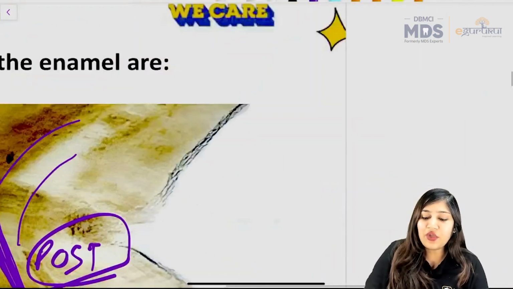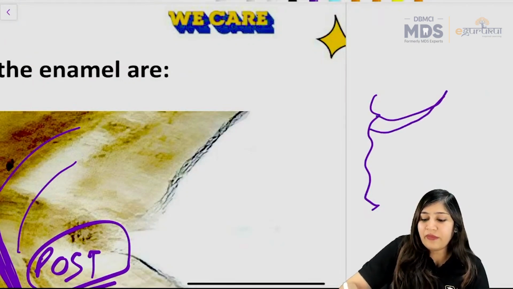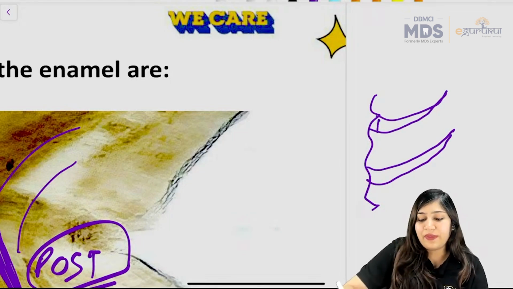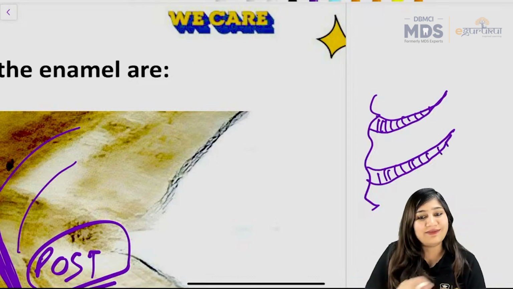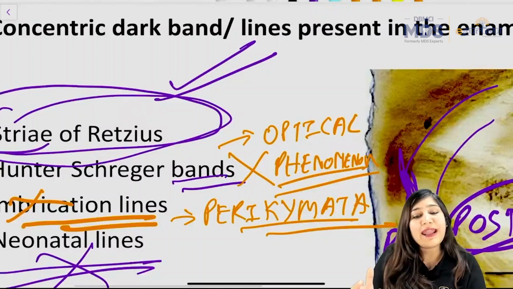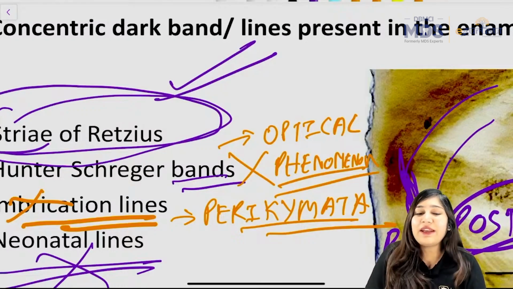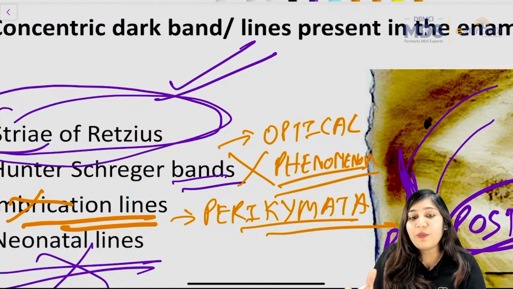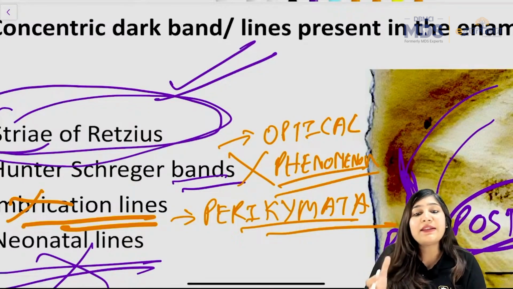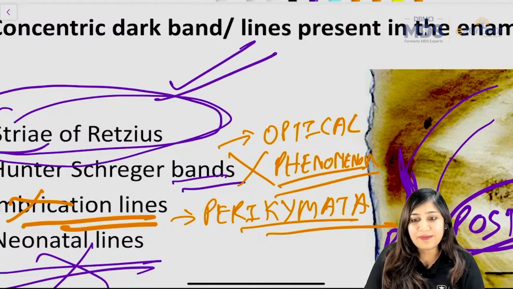And Hunter-Schreger bands usually appear as dark and light bands because of change in direction of enamel rods. And perikymata, the imbrication lines of Pickerill. Imbrication lines of Pickerill is another name given to perikymata, which is the external manifestation of the striae of Retzius. So it is a surface structure.